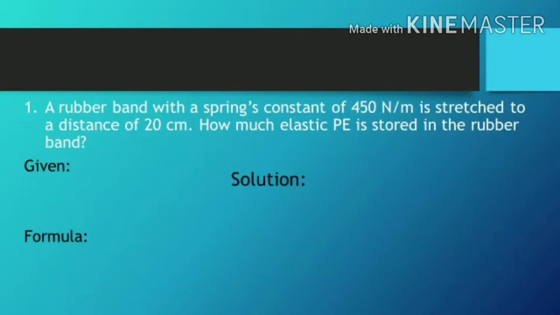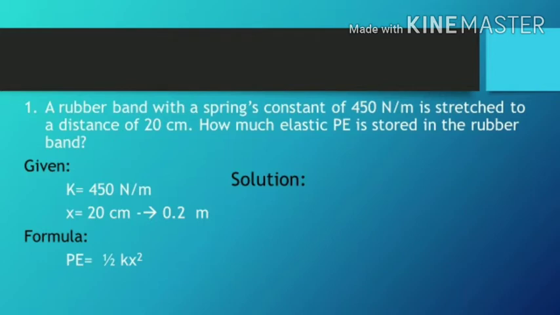Example problem. A rubber band with a spring constant of 450 Newton per meter is stretched to a distance of 20 centimeters. How much elastic potential energy is stored in the rubber band? Givens are: k is 450 Newton per meter, and x is 20 centimeters. The unit for compression distance is meter, therefore we need to convert 20 centimeters to meters. 20 centimeters is equal to 0.2 meter. Formula is PE = 1/2 kx squared.